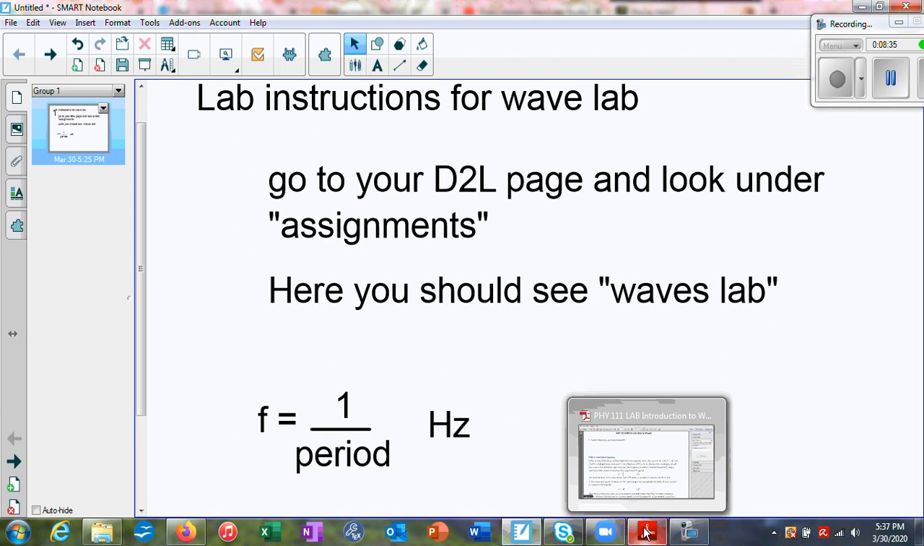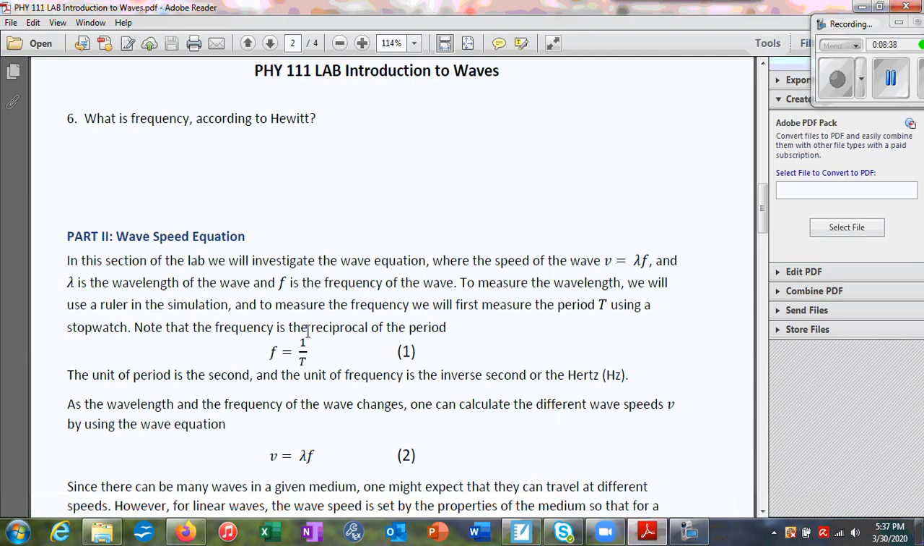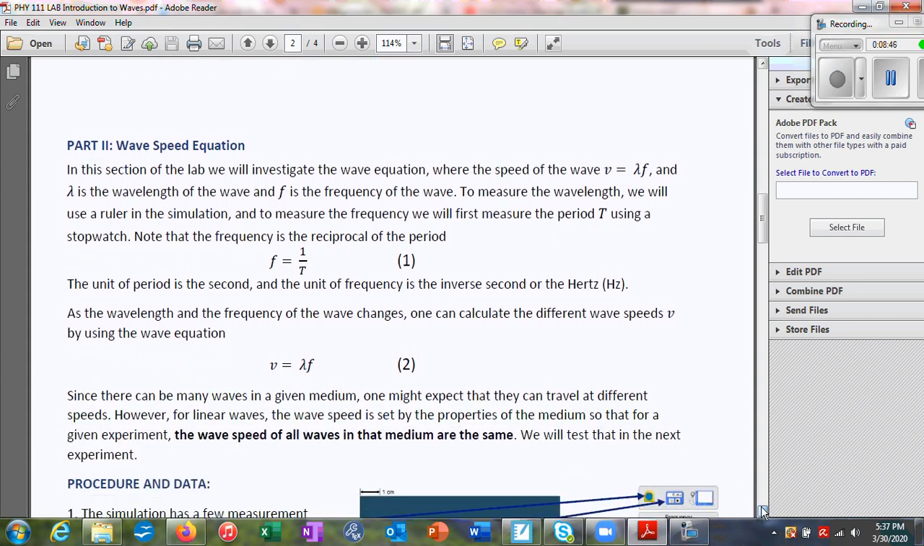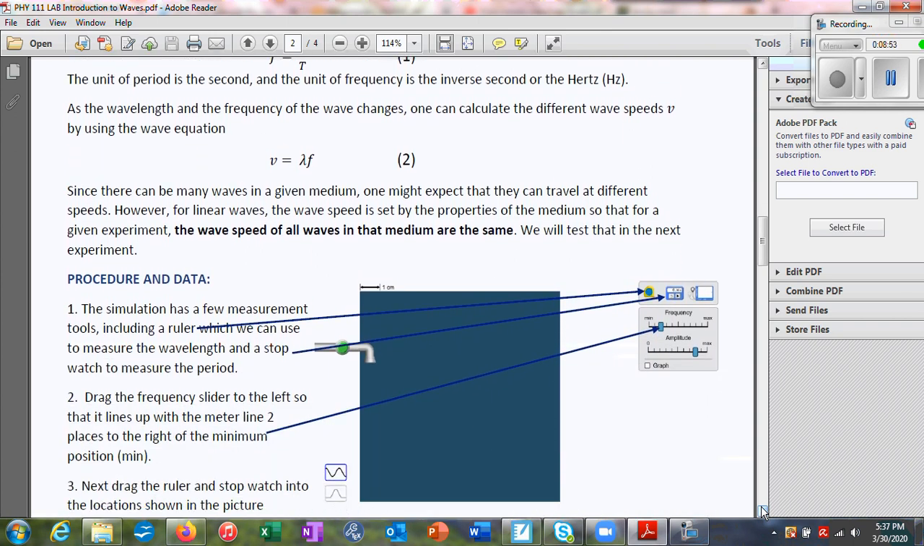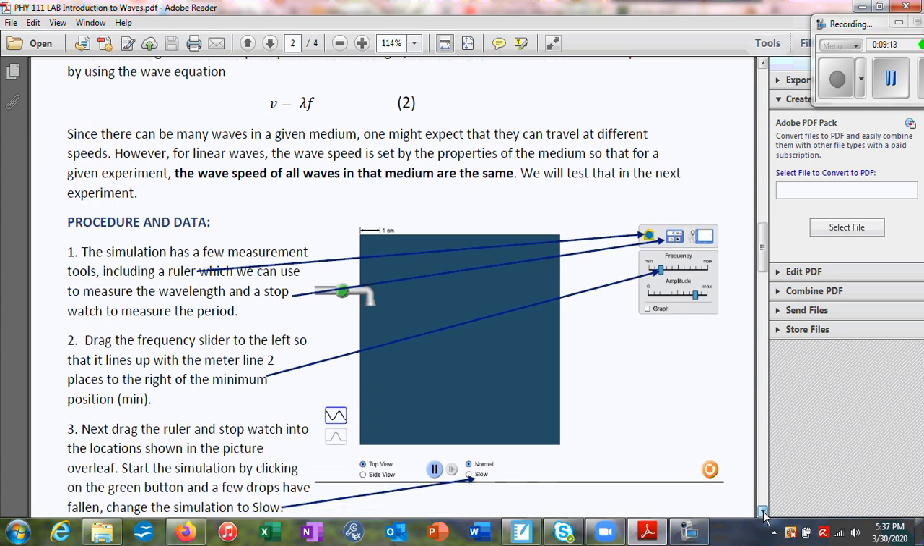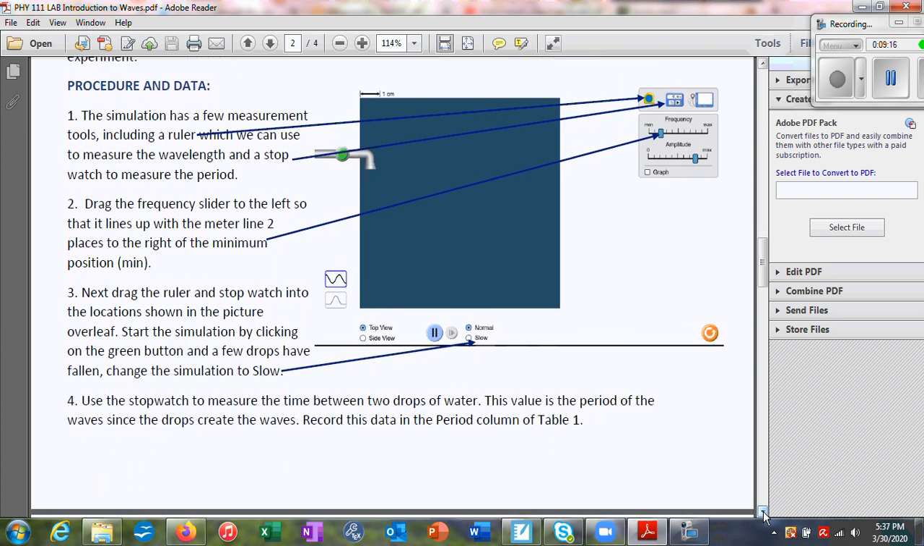So let's go back to the worksheet for a moment. Here's the worksheet. And that relationship, you're reminded of that right here on this lab write-up that you're doing. Since there can be many different waves in a given medium, you might be tempted to think that they can travel at different speeds. However, for linear waves, the wave speed is set by the properties of the medium, so that for a given experiment, the wave speed of all waves in that medium will be the same. So that's what you're going to test here, and that's what you're going to gather this data to show us.